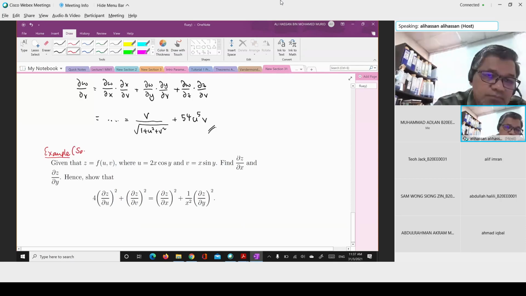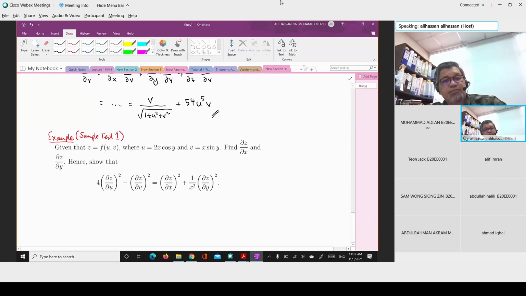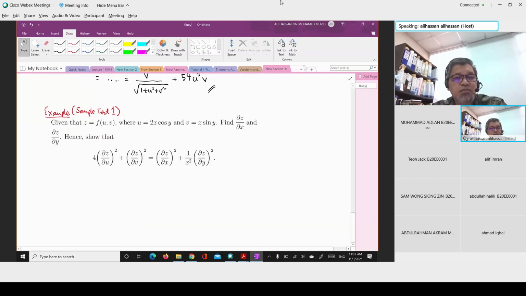This is a sample test 1 question. Given z equal to f of u, v, where u is 2x cosine y and v is x sine y. Find z partial x and z partial y. You see, they turn around the roles of uv and xy.